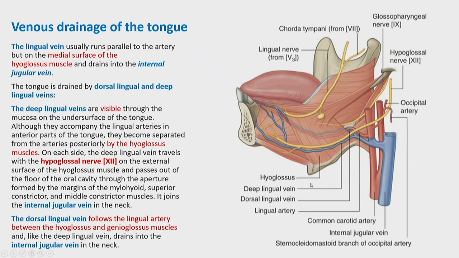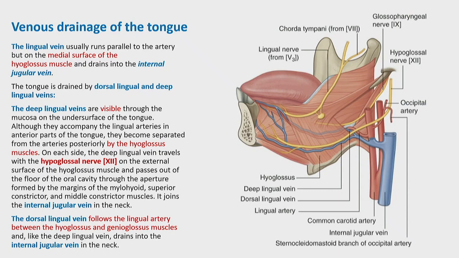So that's why this deep lingual vein, when you look at the mirror in the inferior aspect of the tongue, you see this bluish color exactly under the mucous membrane. Very interesting is that this deep lingual vein has the same pathway as the hypoglossal nerve, which is cranial nerve number 12. Also, sometimes it's called the vein accompanied by the hypoglossal nerve.